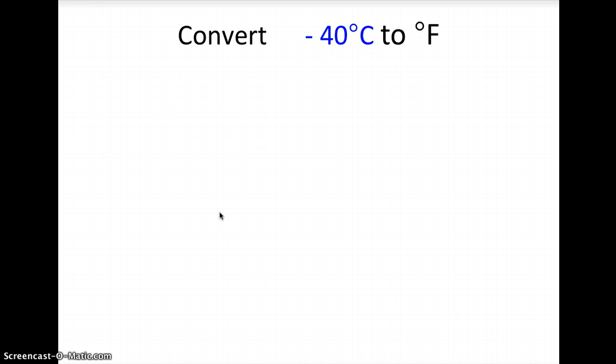Okay, so this is an interesting one to do. Negative 40 degrees Celsius to degrees Fahrenheit. You want to make sure you're using the right equation. Make sure that in your ratio, the 5 is in the denominator because therefore your degrees Celsius will cancel out. And you're going to add 32 to make up for the offsetting of the two scales.